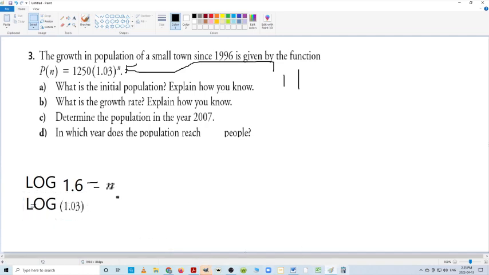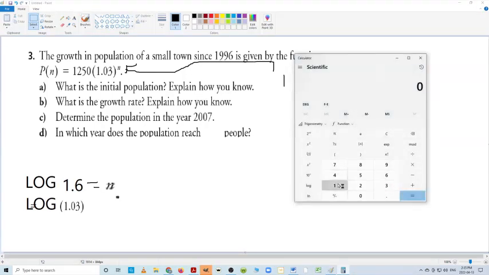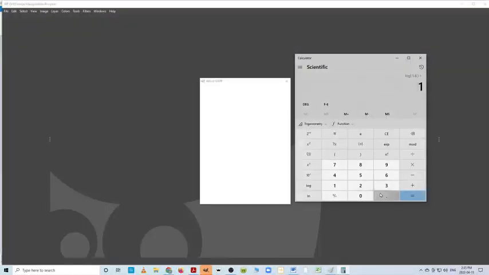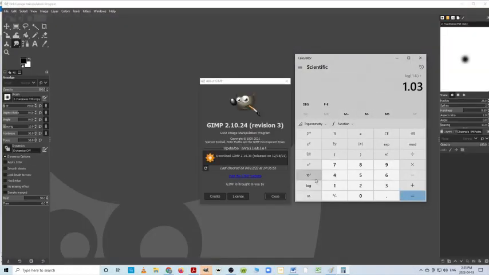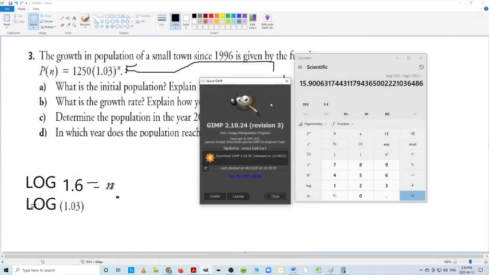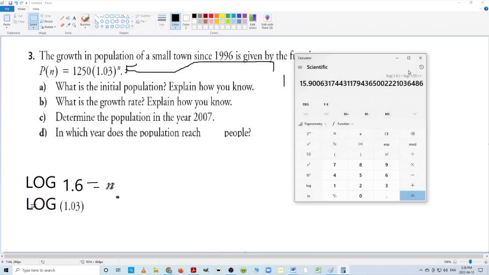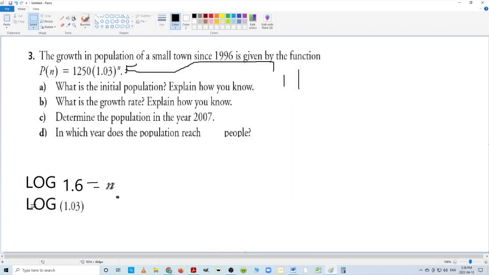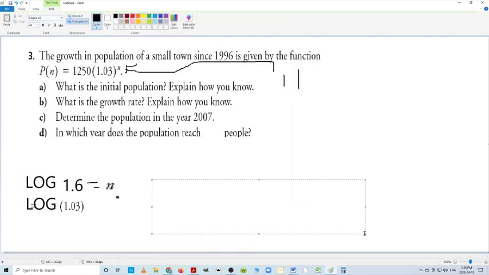And I can get the exact n by that, 1.6 log, but you're not going to learn that till next year, divided by 1.03 log. Ignore what's going on in the background. And I get 15.9. Now notice that it would have been very hard for me to come up with that. 15.09. So let's keep that in mind.